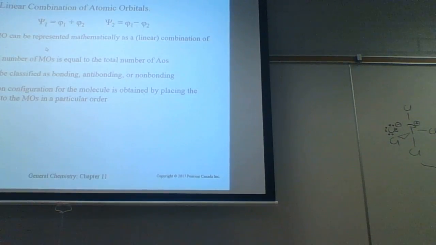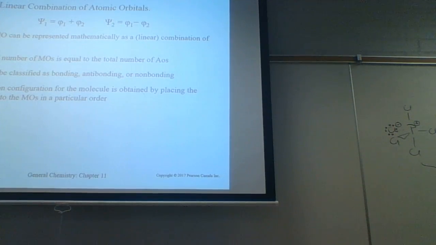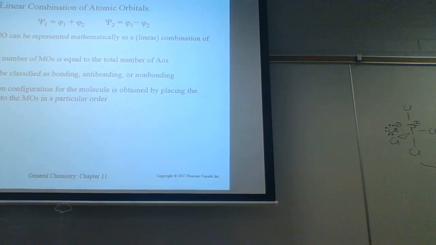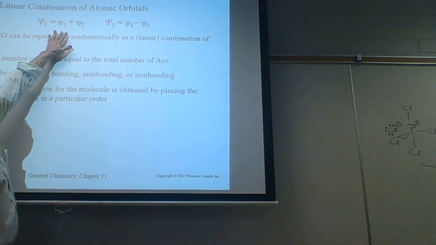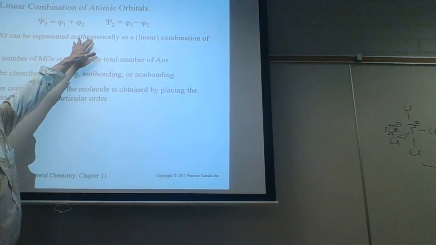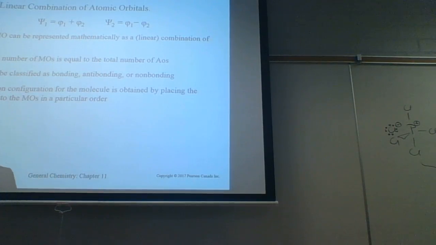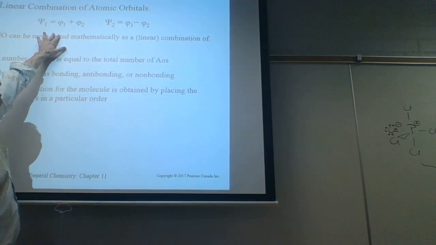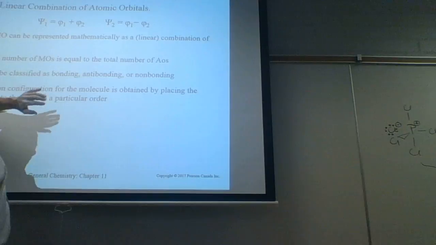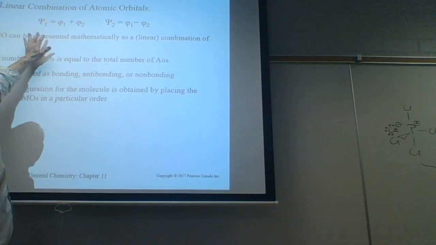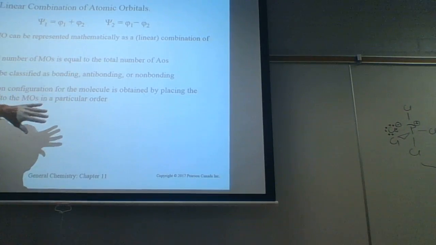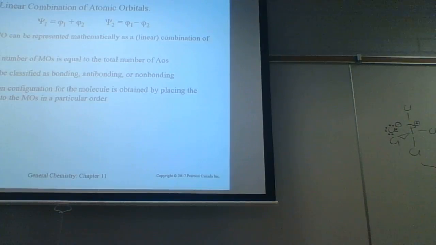You do something called a linear combination of atomic orbitals. And so the molecular orbital is we take an atomic orbital from atom 1 and an atomic orbital from atom 2, and we do a linear combination. This linear combination means we do this plus minus. And so what we end up with is what we call a bonding orbital and an anti-bonding orbital. A linear combination of 2 atomic orbitals produces 2 molecular orbitals, a bonding and an anti-bonding.